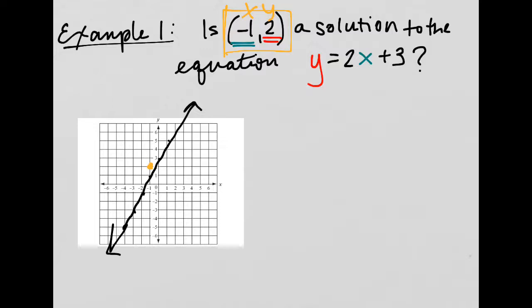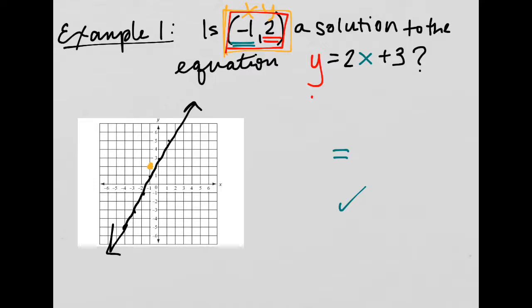What we can do is plug in some of our numbers. Instead of using y, if this is a coordinate point, I can plug in the y and I can plug in the x, and if it makes a statement that is true, then it will be on the line. So let's just try it. It'll make a little more sense when we put some things in.